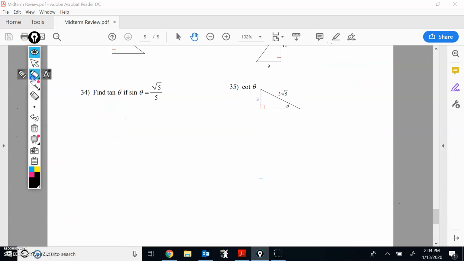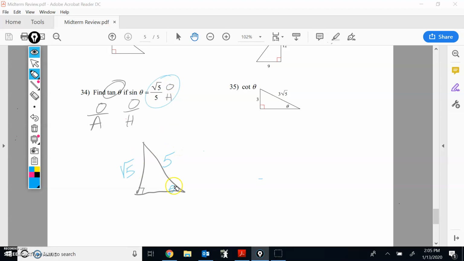Almost done, 34 and 35. We want to find the tangent. Remember, tangent is opposite over adjacent. The sine, which is opposite over hypotenuse, is square root of 5 over 5. So they gave you the opposite and the hypotenuse. Let's just draw a right triangle and see what's going on. Let's say here's our theta. So we're given the opposite and we're given the hypotenuse.